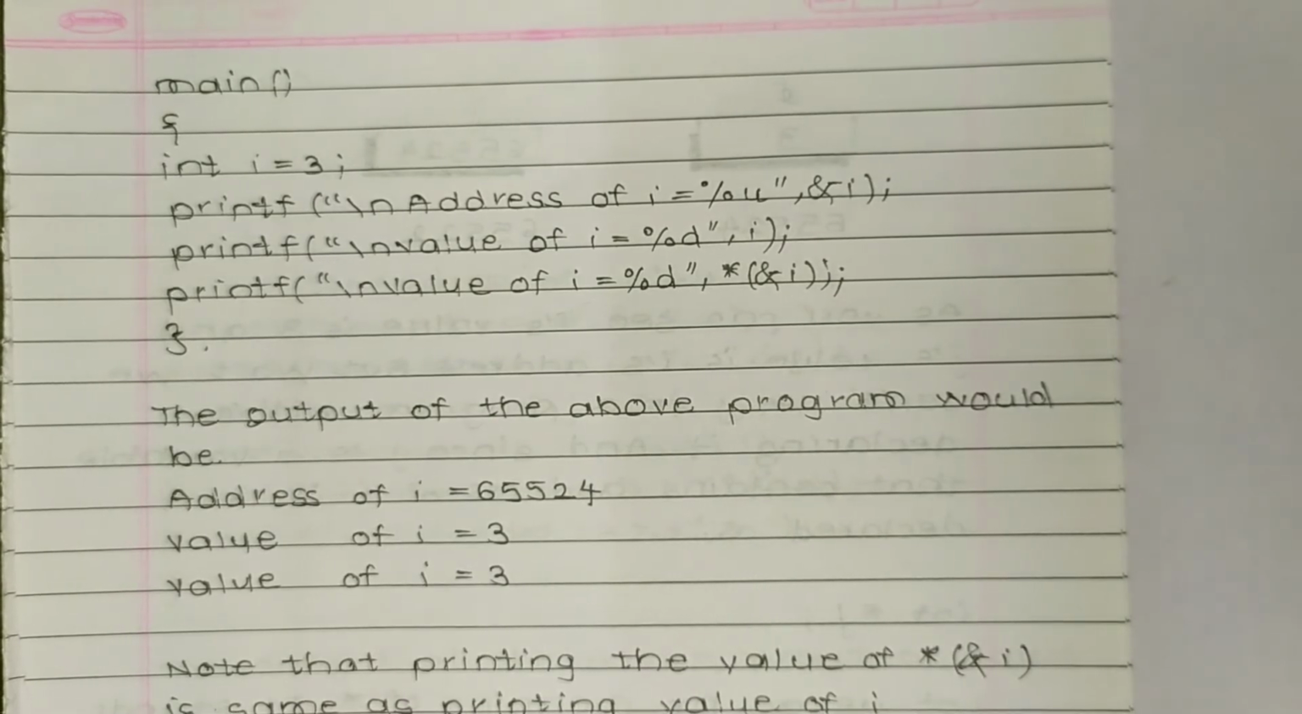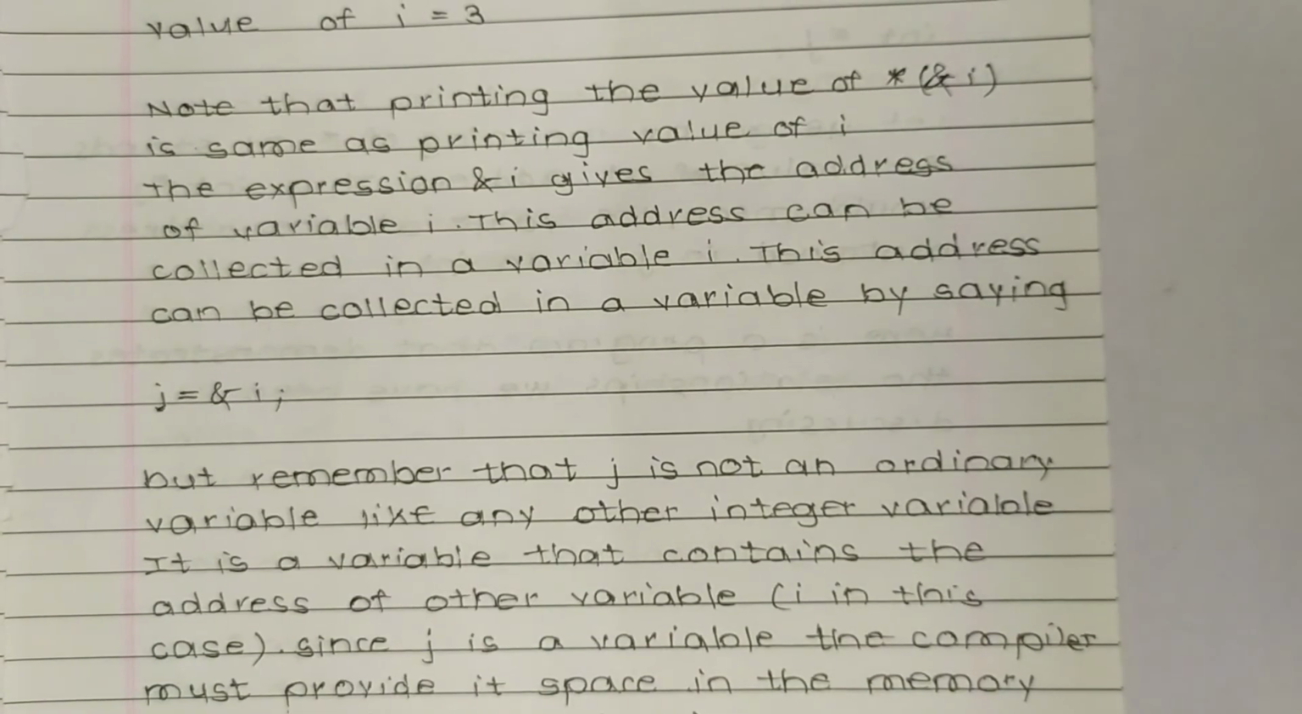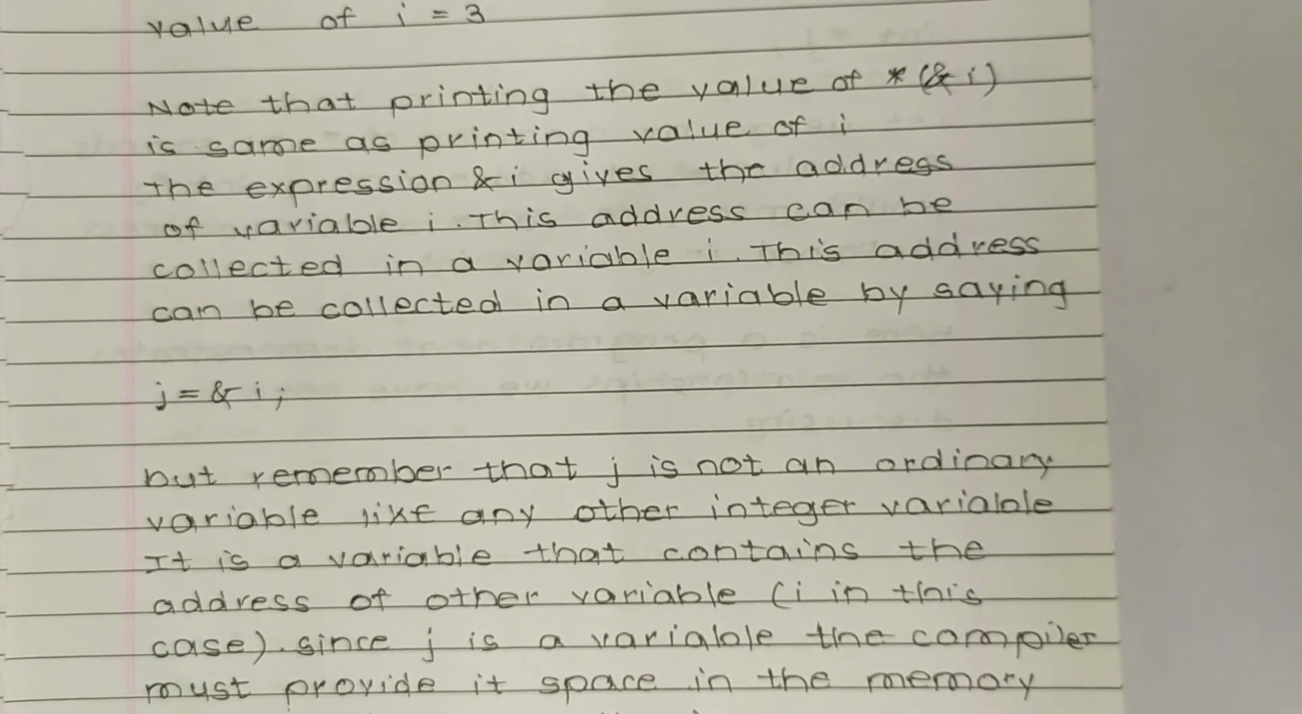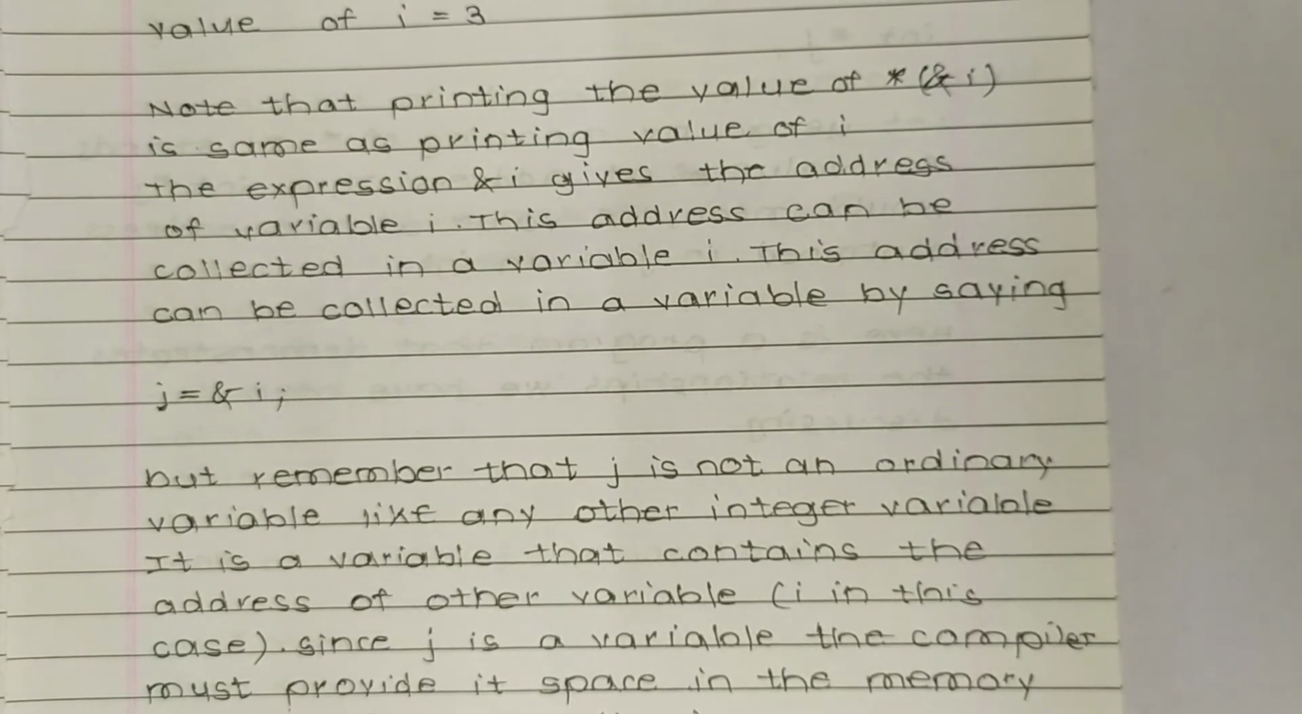The output of the above program would be: first, address of i is 65524. Now value of i is 3 and value of i is 3. So these are the outputs of the program. Note that printing the value of *(&i) is the same as printing the value of i. The expression &i gives the address of variable i. So this expression &i is giving the address of variable i.